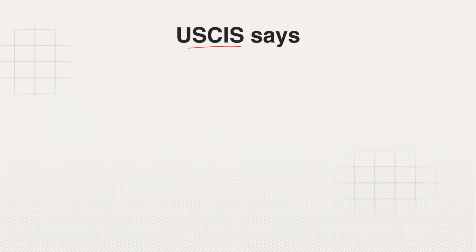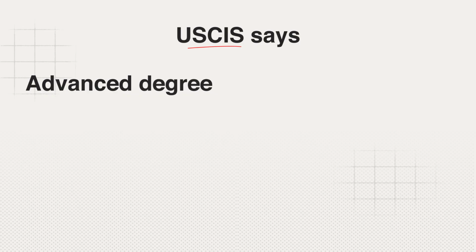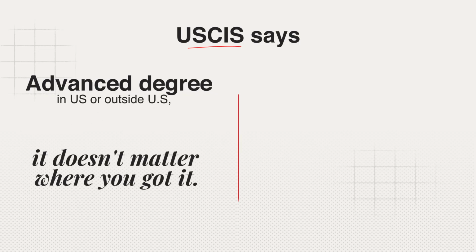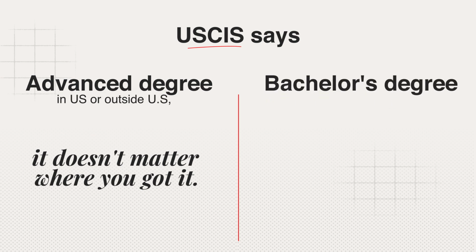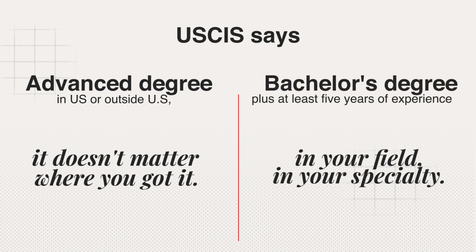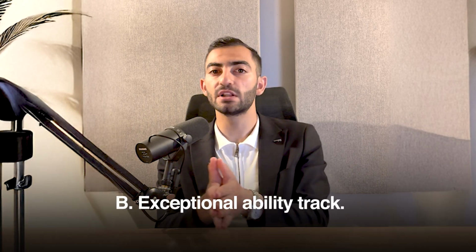USCIS says that you can show that you have advanced degree by two ways. Either actually having an advanced degree in US or outside US, it doesn't matter where you got it. Or second, if you have bachelor's degree plus at least 5 years of experience in your field, in your specialty. Very simple. And then the B, which is the exceptional ability track.